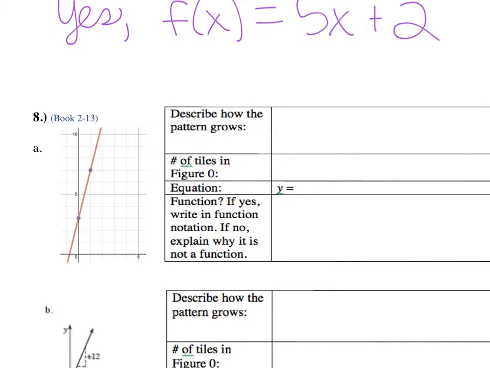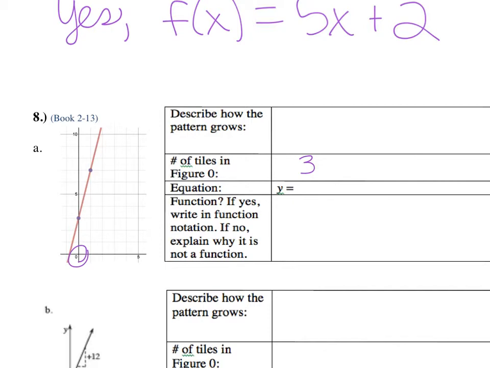In number 8, we are given a couple of pictures, and we want to describe how the pattern grows, the number of tiles in figure 0, the equation, and if it's a function, we're going to write in function notation. So taking a look at our picture, the first thing I'm looking at is the number of tiles in figure 0. So here I am at figure 0, and we have 3 tiles. So we know that is the starting value.